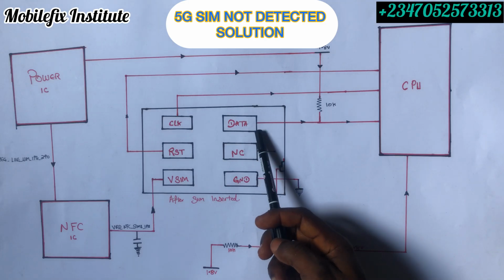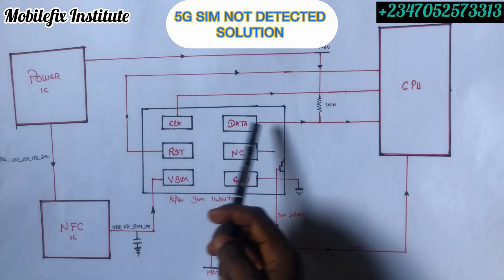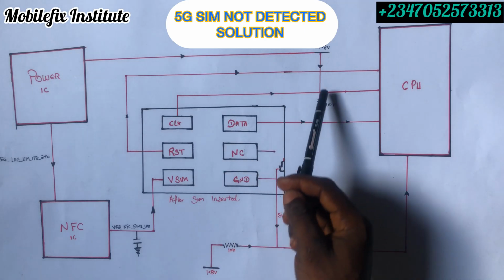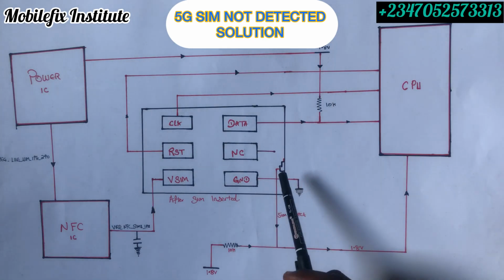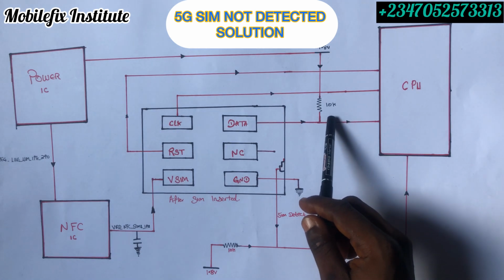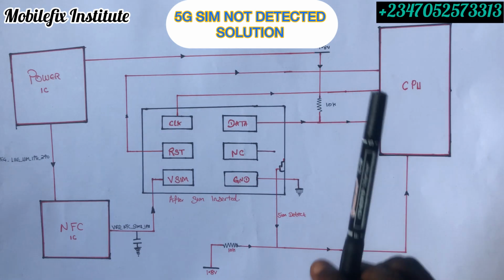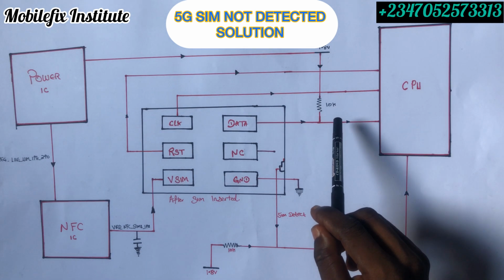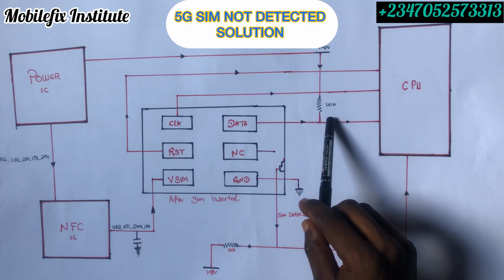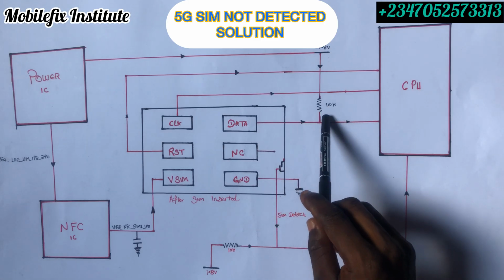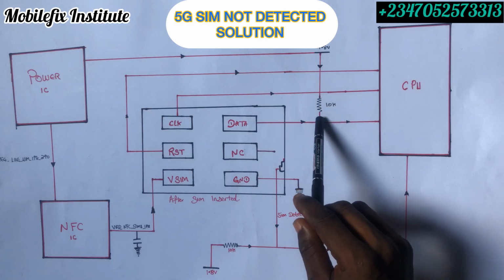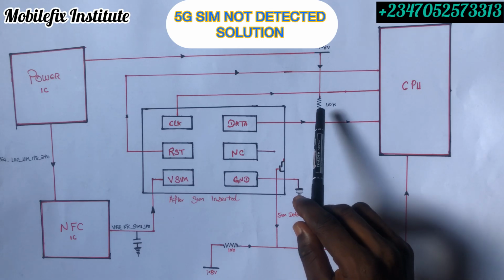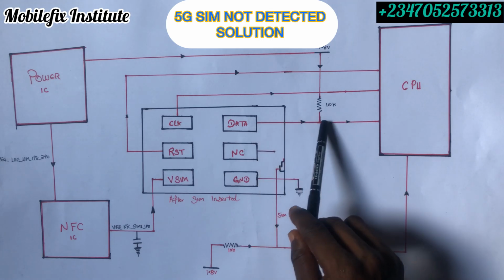So when you insert your SIM, check if there are capacitors connected on these lines. Test if you will get your 1.8 voltage, and you also have to test this resistor if it is 10K. If the value is not giving you 10K, that means that your SIM card will not be detected. Ensure that this resistor is 10K. If it's not 10K, look for a 10K resistor and replace it here. It's very, very important. This resistor plays an important role on this line.